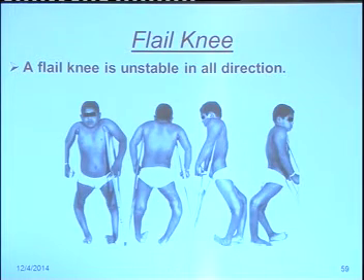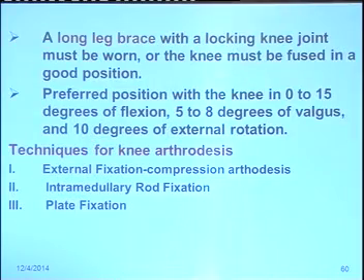In a flail knee, the knee is unstable in all directions, so treatment is usually a long leg brace for locking the knee and you carry on like that. Otherwise, you have to go for an arthrodesis of the knee joint. The various techniques for arthrodesis may be Charnley's compression clamp, used as a compression arthrodesis, or you use an intramedullary rod fixation or a plate fixation.